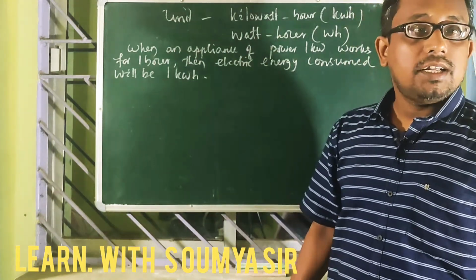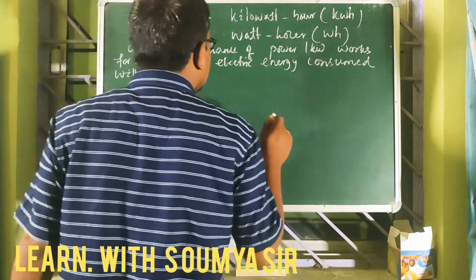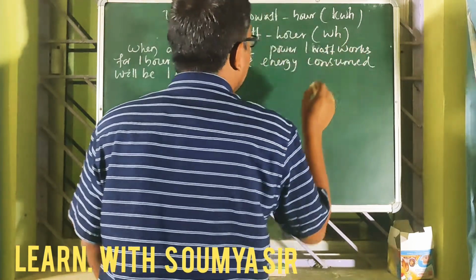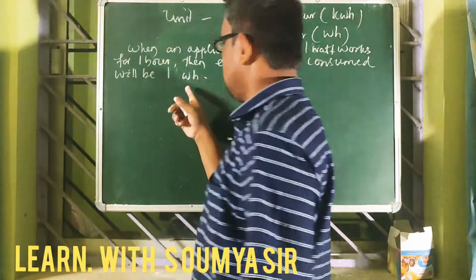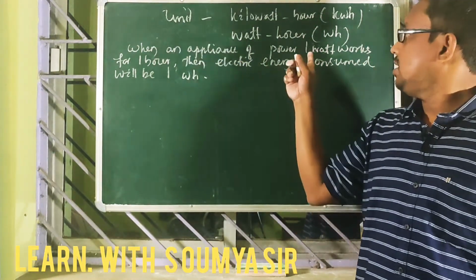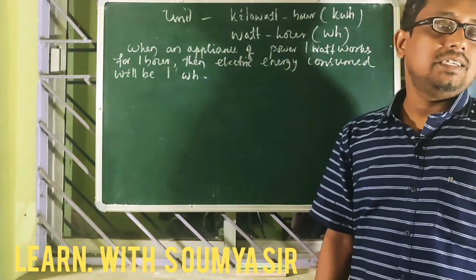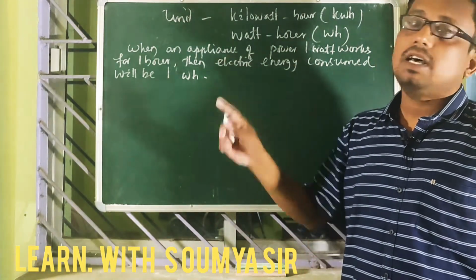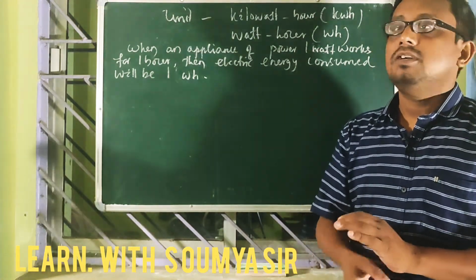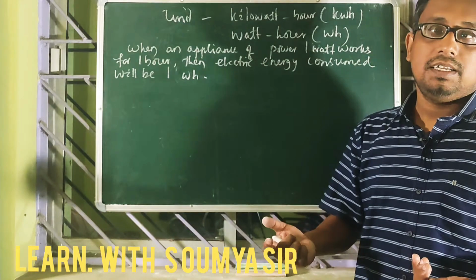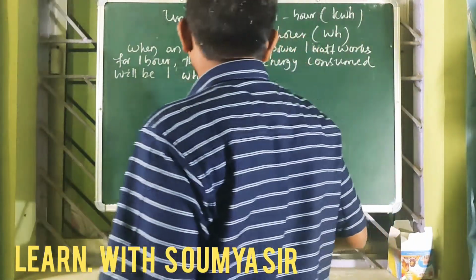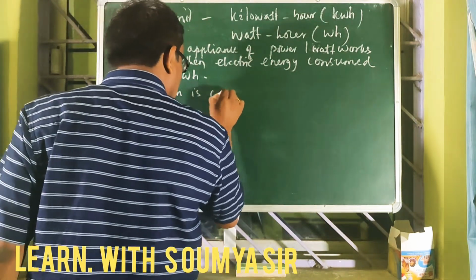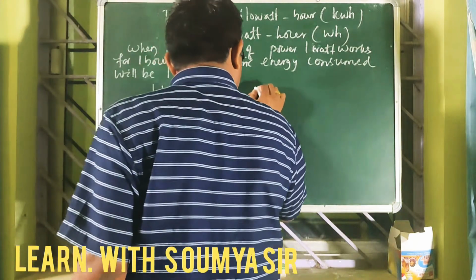And 1 watt hour, just remove kilo and put watt. So 1 watt and this will be 1 watt hour. That means if the power of the appliance is 1 watt and it works for 1 hour, then the electric energy consumed will be 1 watt hour. Clear? Now, this 1 kilowatt hour is also called the commercial unit of energy.